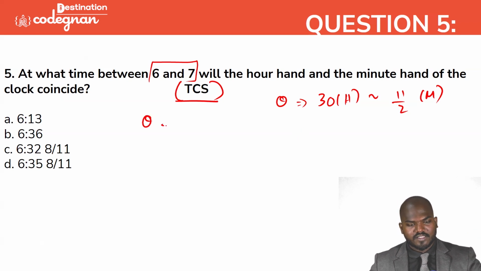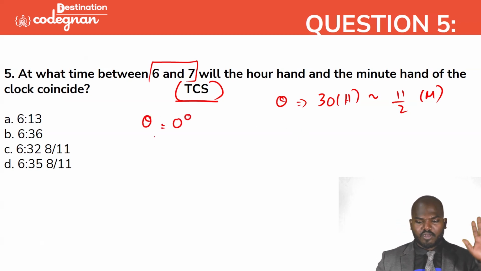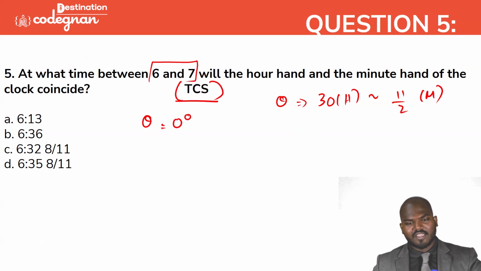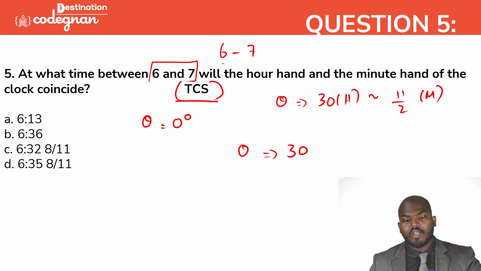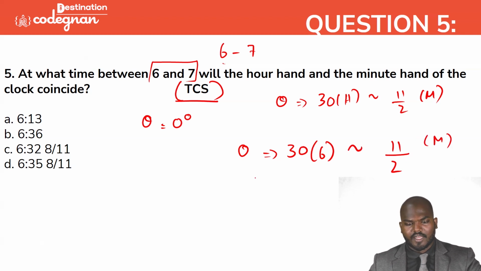That we call clock coincide. That is theta is equal to 0 degrees. We can mention it here in the place. Once I mention it, theta I'm keeping as 0. Next, 30 of h. What will you take for h? That is 6 to 7 only, so with the minimum hour we can take it as 6. Minus 11 by 2 of m. What is m? We don't know, right? So I'm calling it m directly. If you solve this value, guys, it will give you m is equal to 360 by 11.